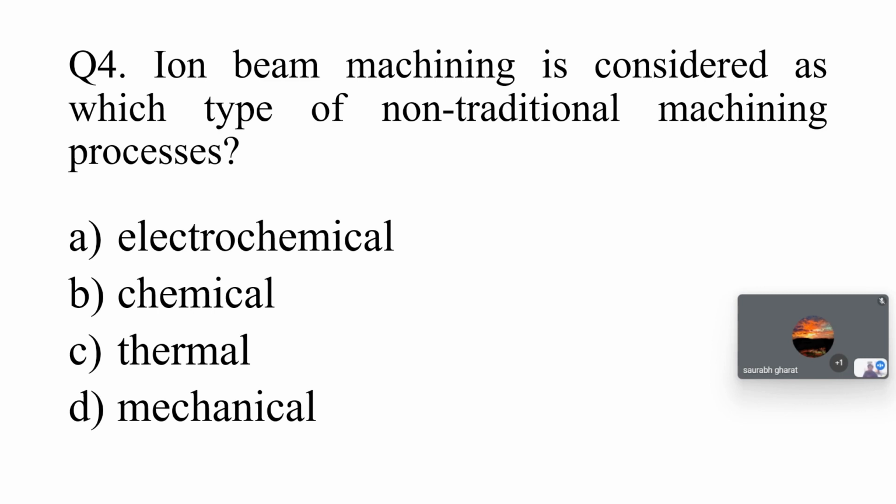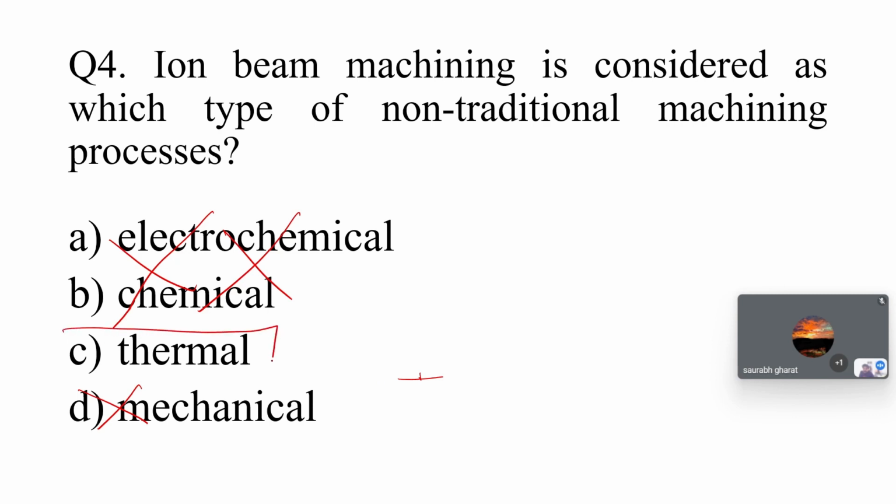Okay, so you might get the answer by now. Ion beam machining is considered as which type of non-traditional machining process? Is it electrochemical, chemical, thermal, or mechanical? Electrochemical and chemical will not be there. The question is between thermal and mechanical. Is mechanical energy applied here or a heating effect? Simply mechanical is not correct here, because ions are bombarded on that part, so it will generate heat. Mechanical energy we are not using here.